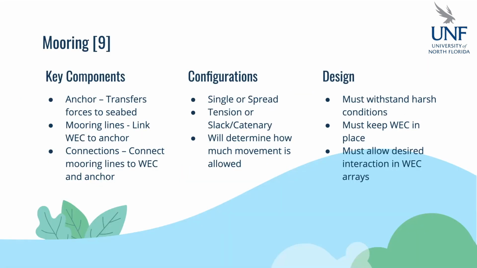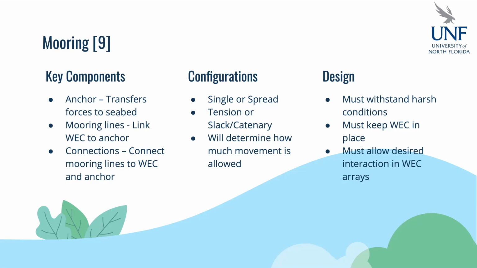Now that we know what wave energy converters are, how they operate, and some of the design considerations, let's talk about actually keeping them in place. And we do that with a mooring system. Some key components of a mooring system include the anchor, which transfers forces to the seabed, the mooring lines, which link the wave energy converter to the anchor. It's the cable or chain that sits in the water and connects the top to the bottom.